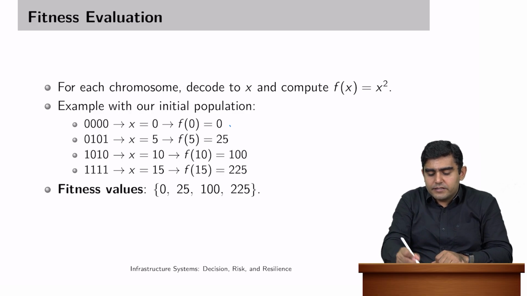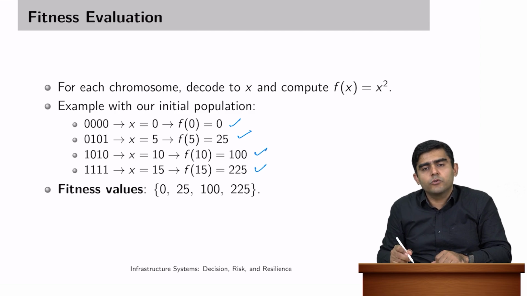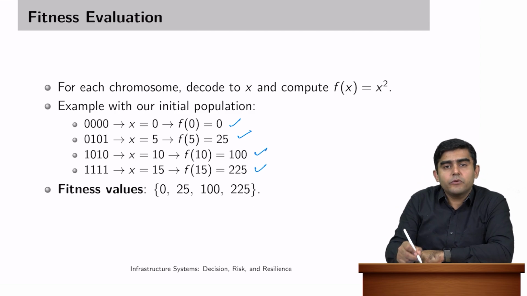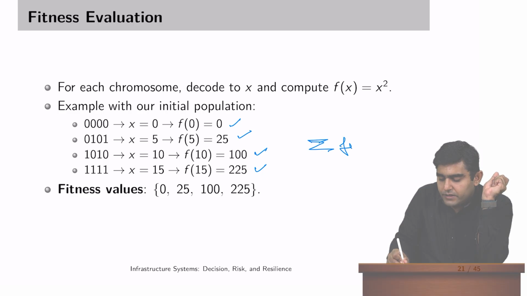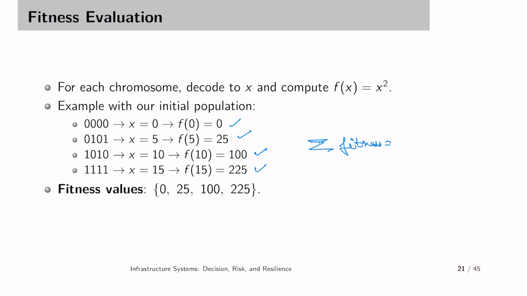I do the fitness test and say that this x equal to 0 gives me a score of 0, next is 25, next is 100, and 225. As I am calculating the fitness for each of these, I will also calculate the sum of fitness. In this case, the sum of fitness would be 0 plus 25 plus 100 plus 225, which I think should come out to be 350. You can check it for yourself. Now, this will be useful whenever I have to sample in some probabilistic sense.